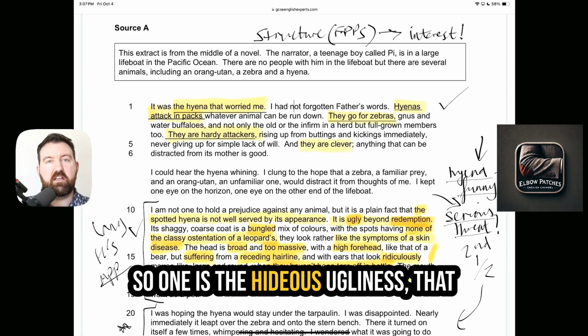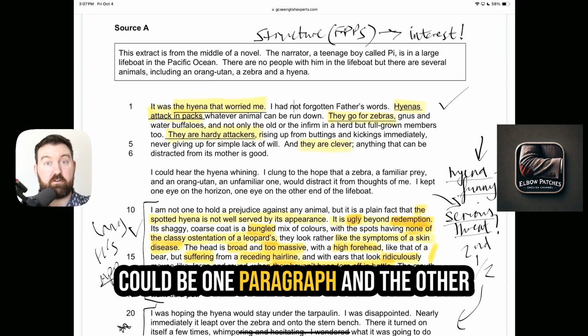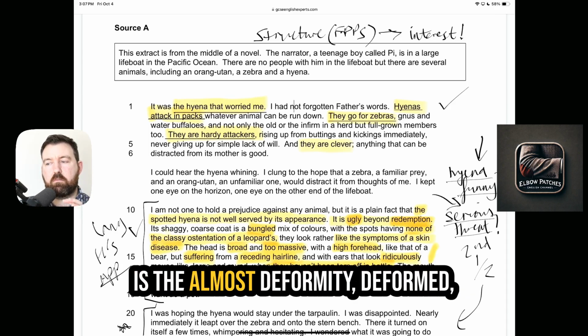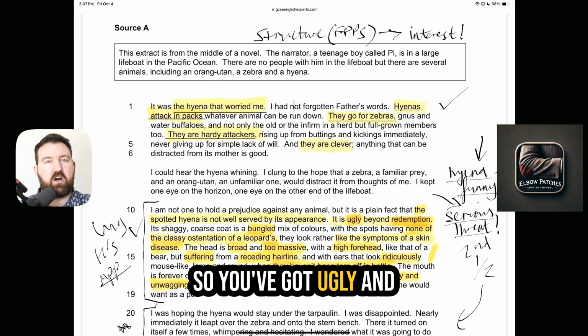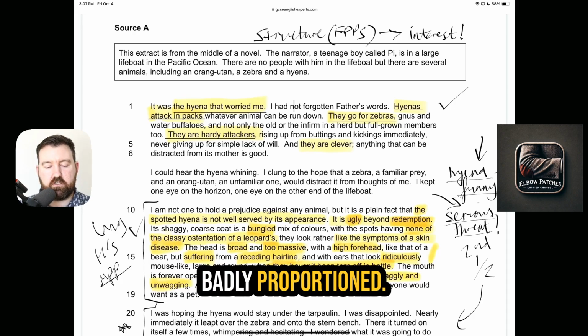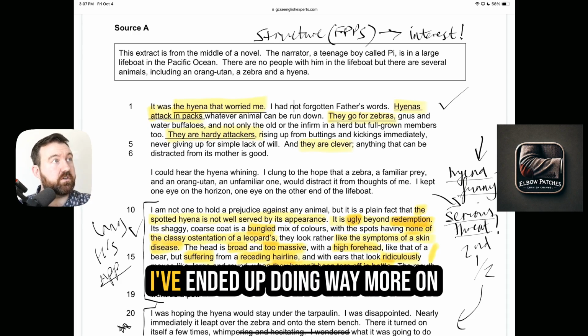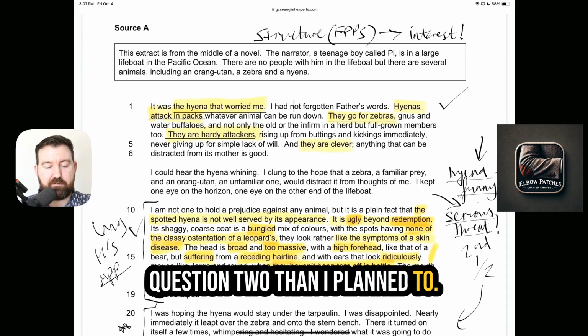So one is the hideous ugliness. That could be one paragraph. And the other is the almost deformed, ill-proportioned look of the hyena. That's a different thing, right? So you've got ugly and badly proportioned. Okay. That's question 2. I've ended up doing way more on question 2 than I planned to.